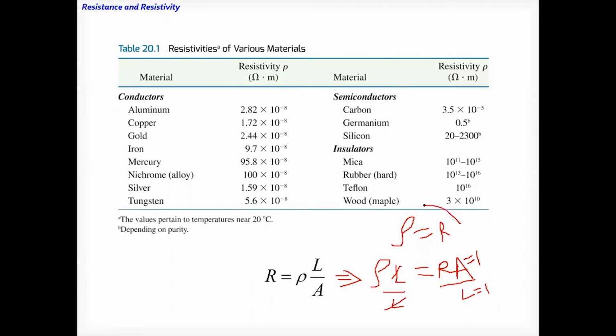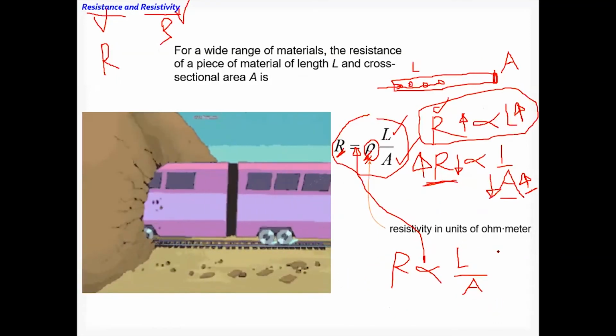Now from here, you can define the resistivity rho. Rho equals R. Resistivity is the resistance when A equals 1 and L equals 1. That's the definition of rho. Resistivity is the resistance offered by a wire of unit length and unit cross-section area. That's called resistivity. By the way, that resistivity is constant for a material.